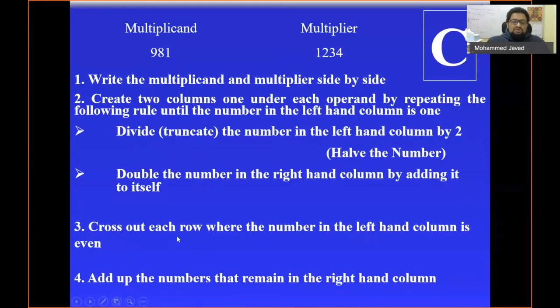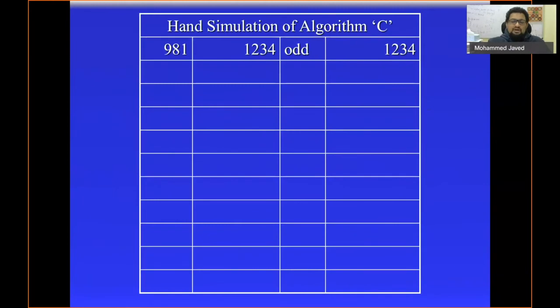Now, this is very interesting: cross out each row where the number in the left hand column is even. If the number in the left hand column is even, you just cross it out, I don't need that to be added up. Then add up the numbers that remain in the right hand column. Leaving all those struck out rows, you simply add all the numbers, and you will get the answer for 981 into 1234.